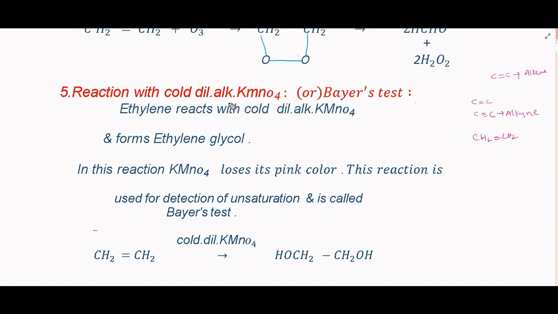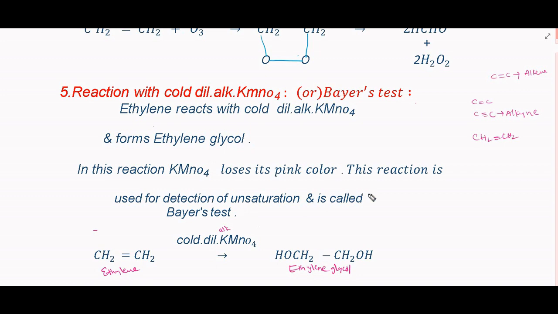So, reaction with cold dilute alcoholic potassium permanganate is the Baeyer test. What happens when ethylene reacts with Baeyer's reagent? We call this Baeyer's reagent. When ethylene reacts with Baeyer's reagent, it forms ethylene glycol. So ethylene reacts with cold dilute alcoholic potassium permanganate and gives us ethylene glycol. This is the Baeyer test.